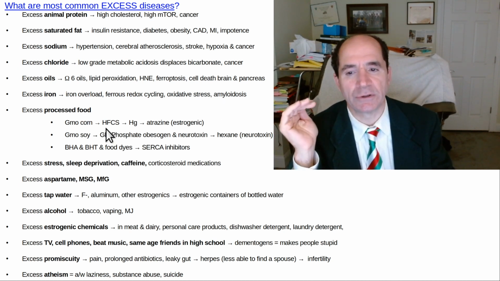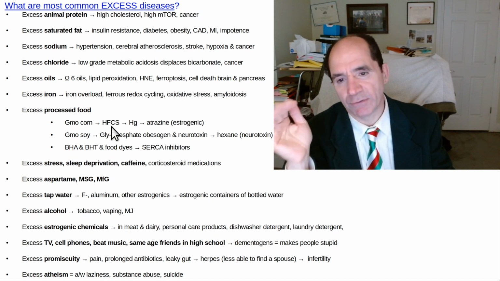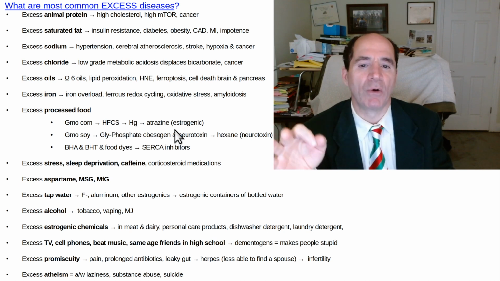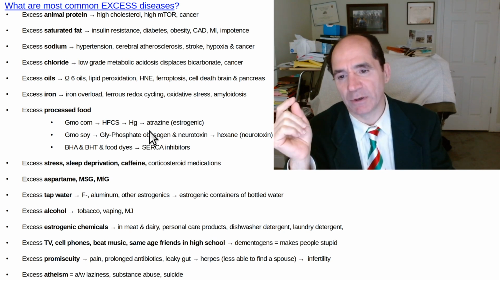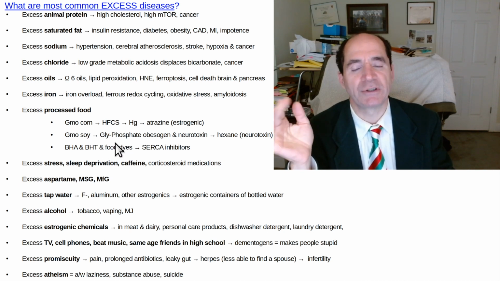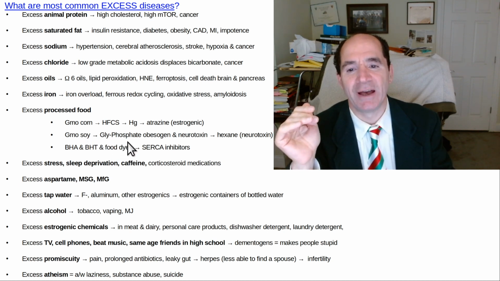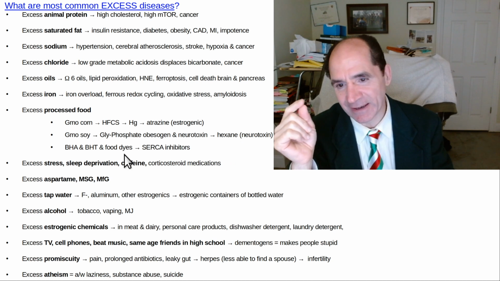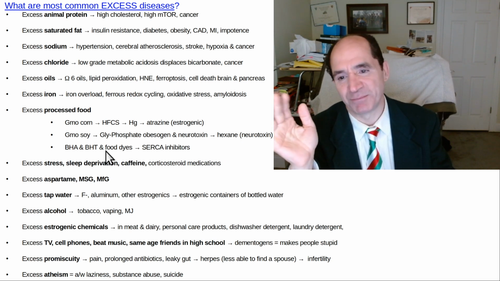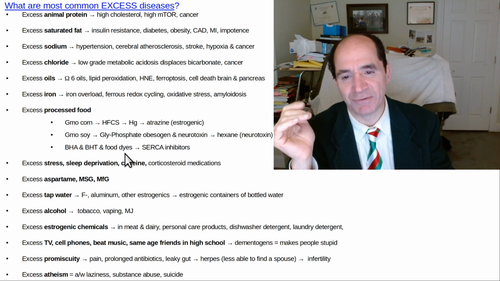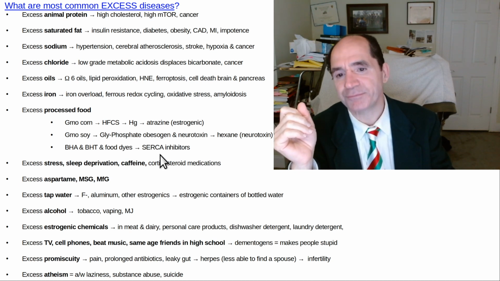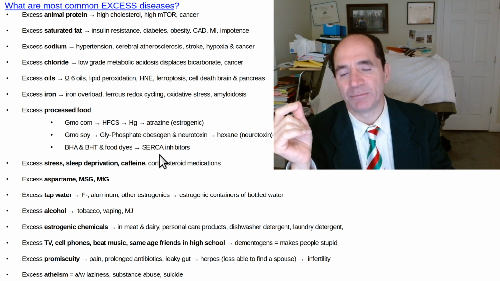Excess processed food, of course. The GMO, intrinsically bad in and of itself. High fructose corn syrup, bad in and of itself, often contaminated with mercury. The corn sprayed with atrazine, super powerful estrogenic chemicals. GMO soy, intrinsically bad in and of itself, sprayed with glyphosate, an obesogen and neurotoxin, typically processed with hexane, a neurotoxin, okay? Lots of other problems in these processed foods: the preservatives BHA, BHT, the food dyes, a lot of them are SERCA inhibitors, okay? That messes up calcium metabolism, which is neurotoxic, cardiotoxic, and also an obesogen, and it promotes diabetes.